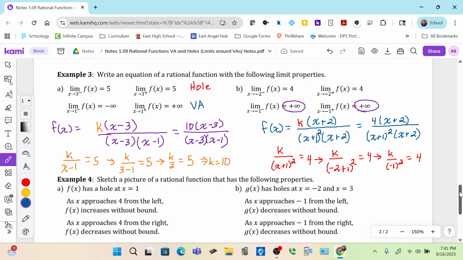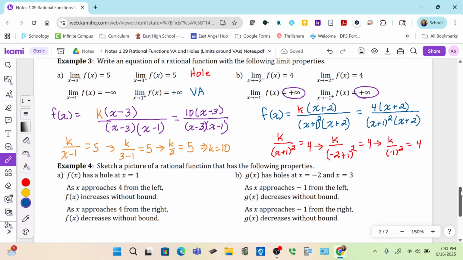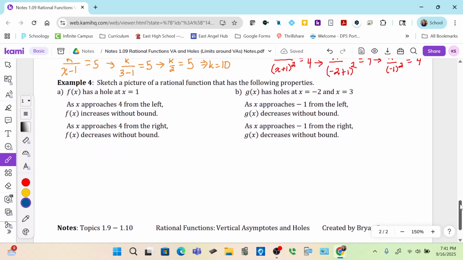And then I said I would do a sketch. Your sketches could look many different ways. We just have to make sure we have each of these properties. So I'm going to deal with the hole last, just because I want to see how the rest of my graph is going to look. So I'm going to give myself an XY axis, and we are approaching 4, so I don't really need much on the left side. So we are approaching 4 from the left and from the right.